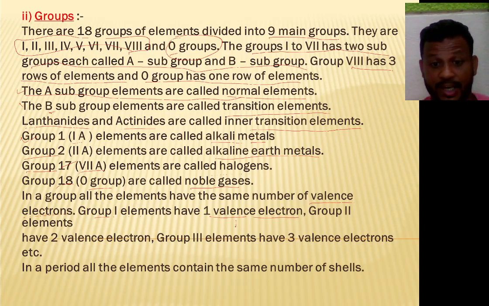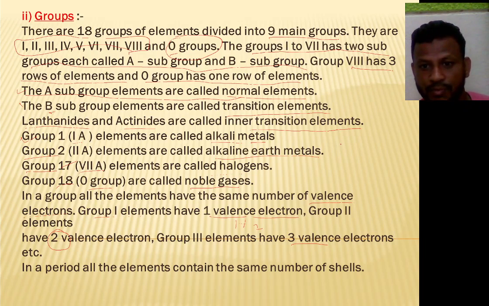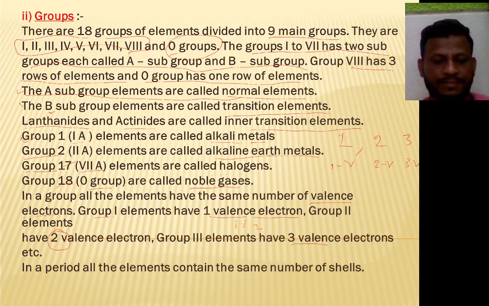In the first group, it means hydrogen, hydrogen has only 1 valency. Group 2 elements have 2 valencies. Group 3 has 3 valence electrons, and so on. Right? The first group has 1 valency, the second group has 2 valencies, the third group has 3 valencies, and so on.